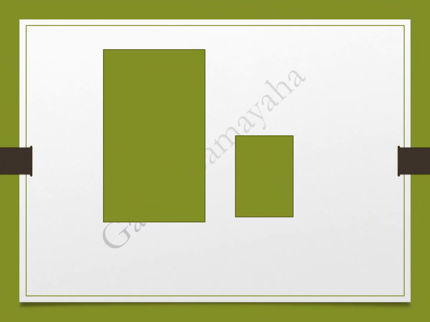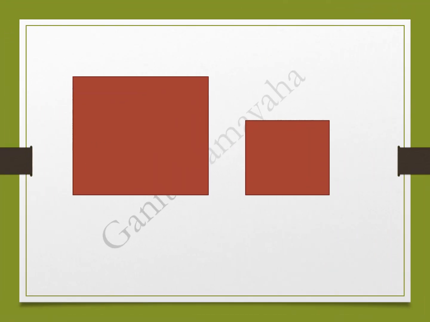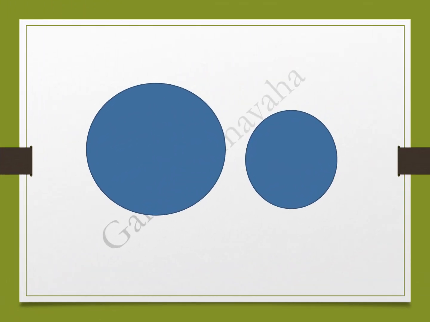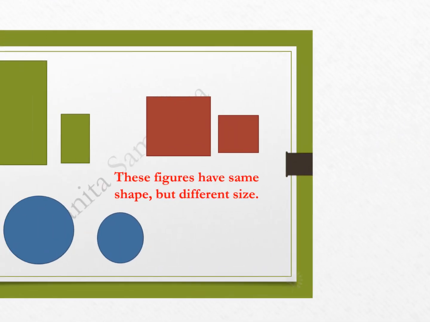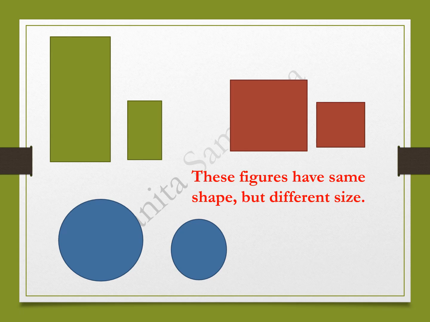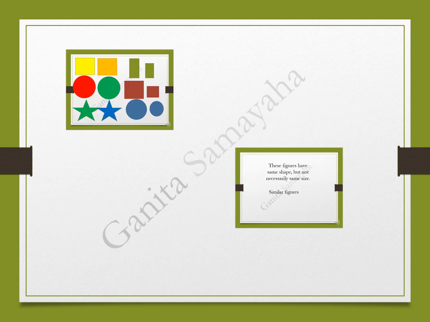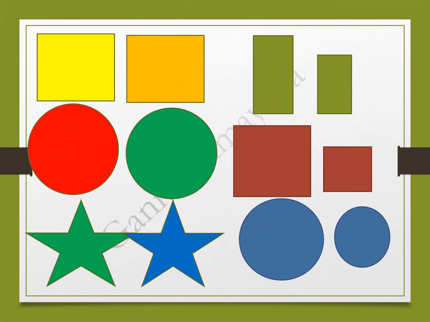These two are rectangles. And on observing, we know that they are of different sizes. These two squares are also of different sizes. And these two circles as well. So we have another set of figures that have the same shape but different in size. So collectively, we have seen two sets of figures. One same shape and size, other same shape but different sizes.